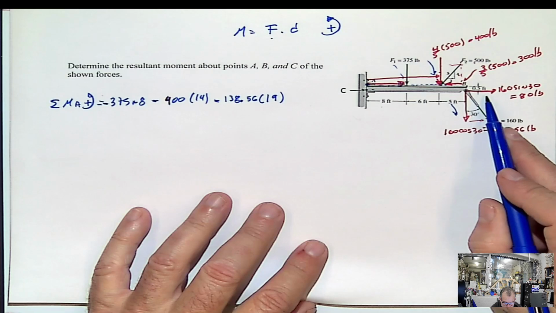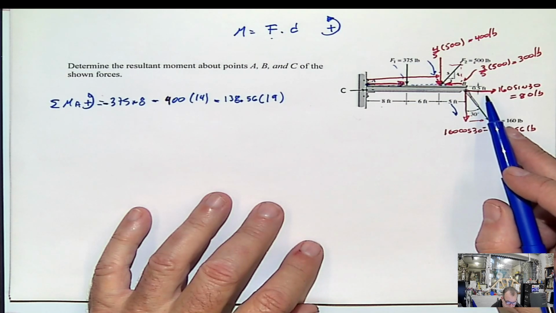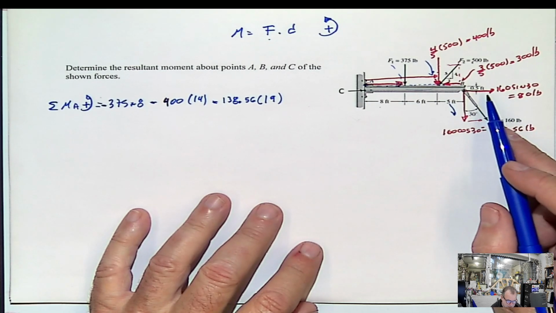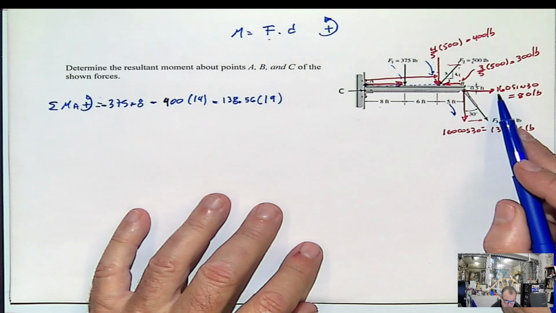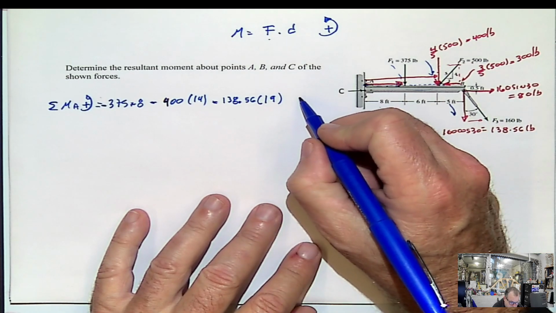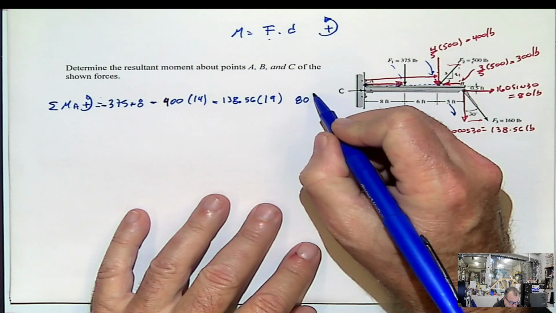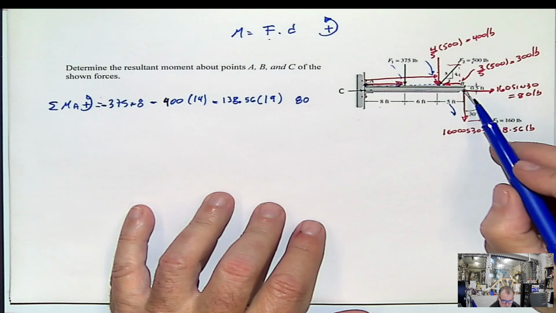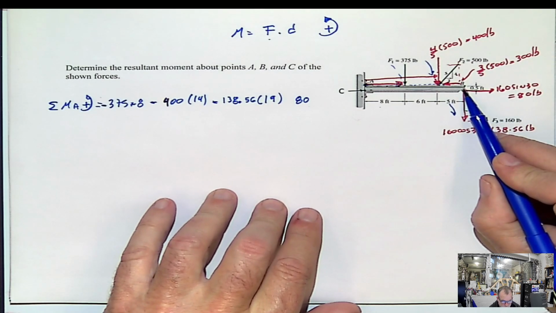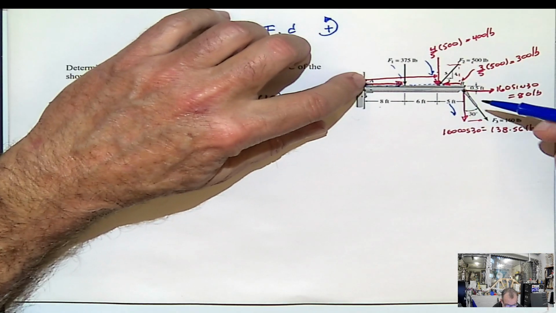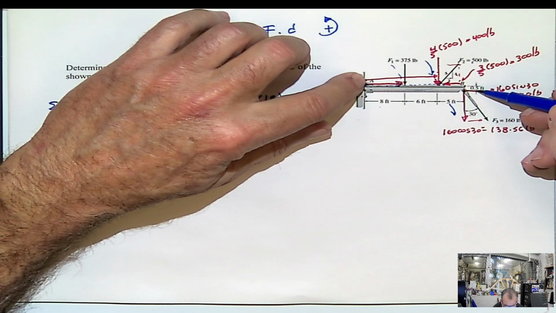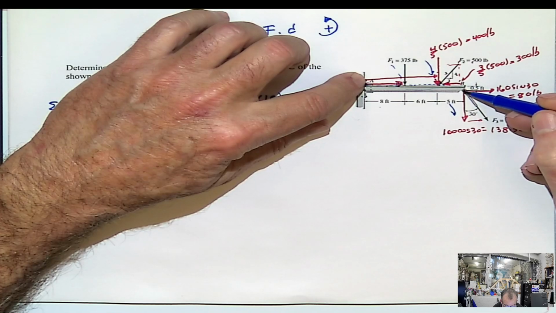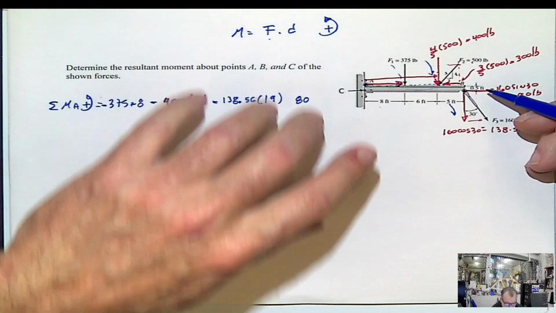Now this other one here. The force is horizontal, and it's 80 pounds. So that means that the distance must be vertical between that point of application and the point A. And that value is 0.5 right here. That's the vertical distance between the points, 0.5.